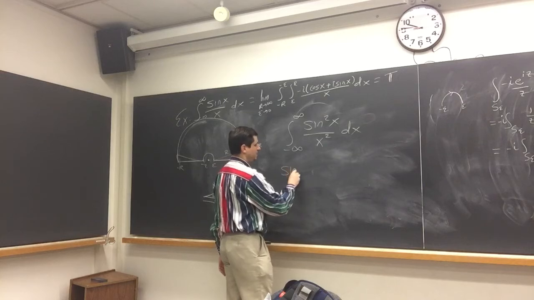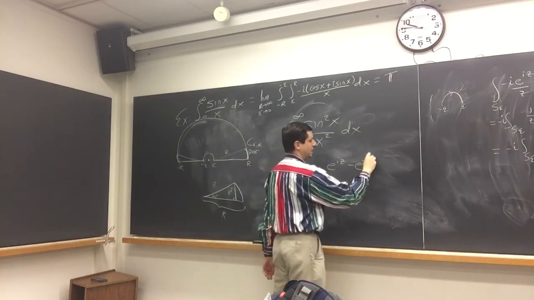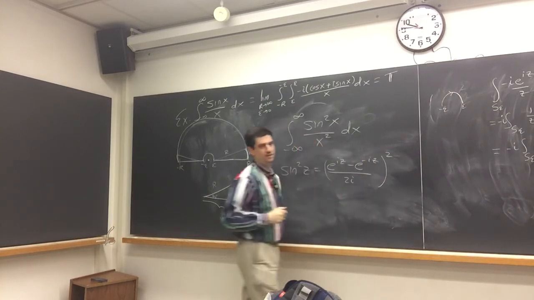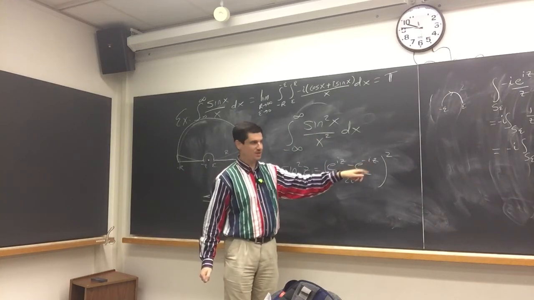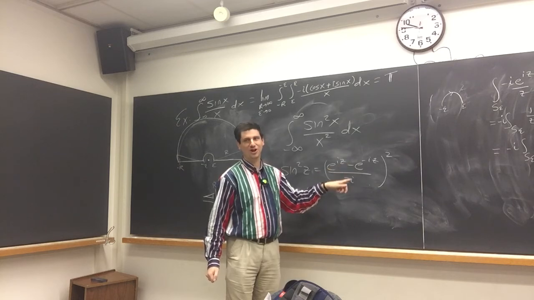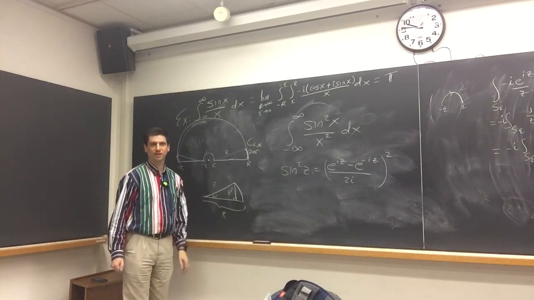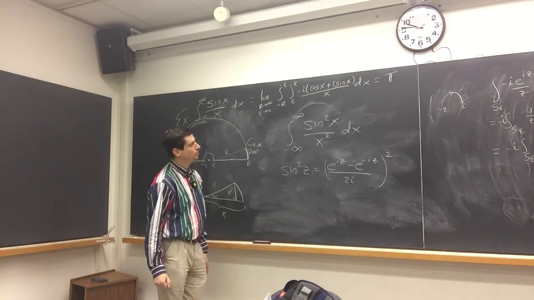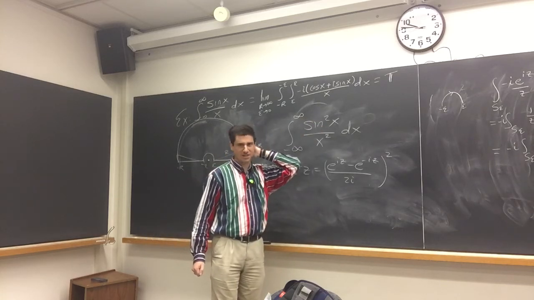So one possibility is sine squared of z is e to the iz minus e to the minus iz all over 2i, squared. Now when you square it, you'll get an e to the 2iz, an e to the minus 2iz, and you'll also get a cross term. Oh crap, that's just a constant. Well, we can deal with that. So you'll have three terms to deal with. That's solution 1.